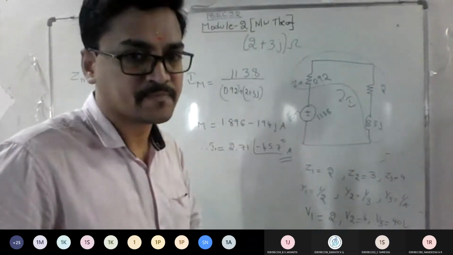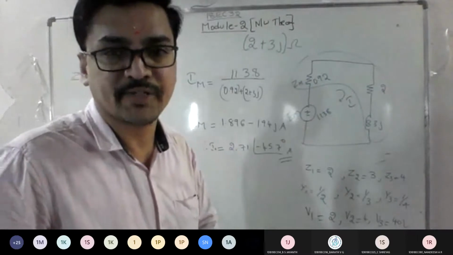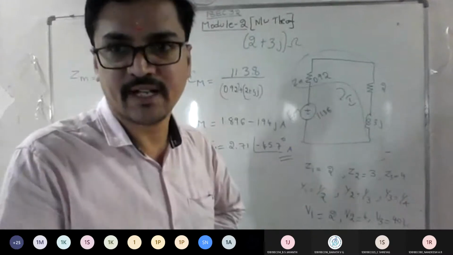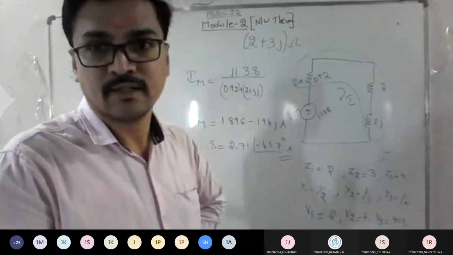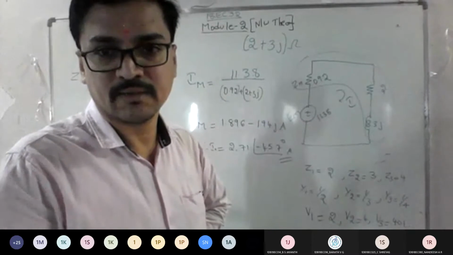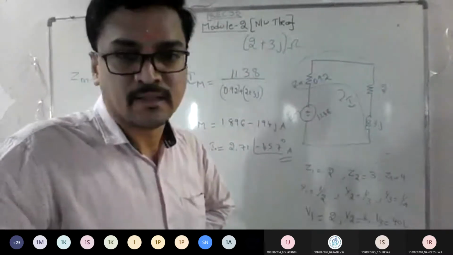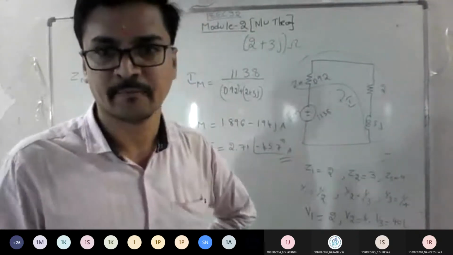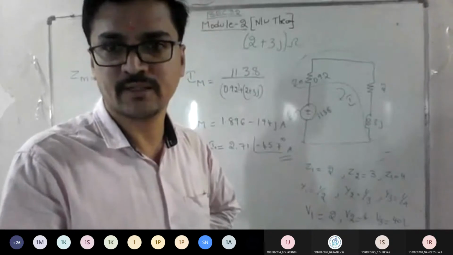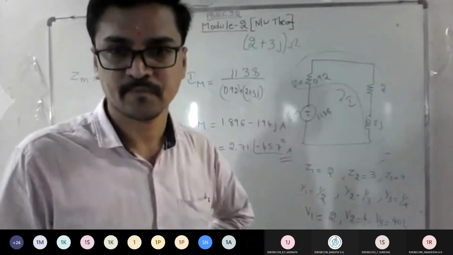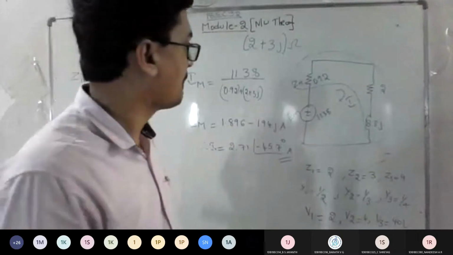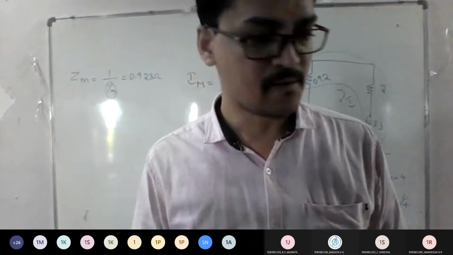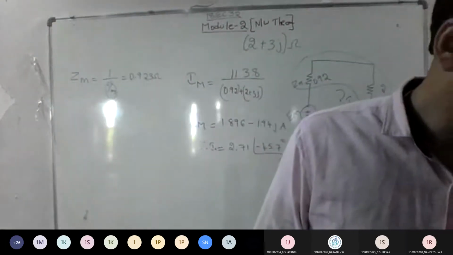See how to apply the Millman theorem. You can apply it for any network, but the only thing you should remember is the network should have only voltage sources. Even if it has a current source, you can convert that current source to a voltage source and apply the logic. Everyone got till here? So we move on to the next problem. We'll try to solve some AC analysis problems now. Is it done till here? Okay, go with the next.